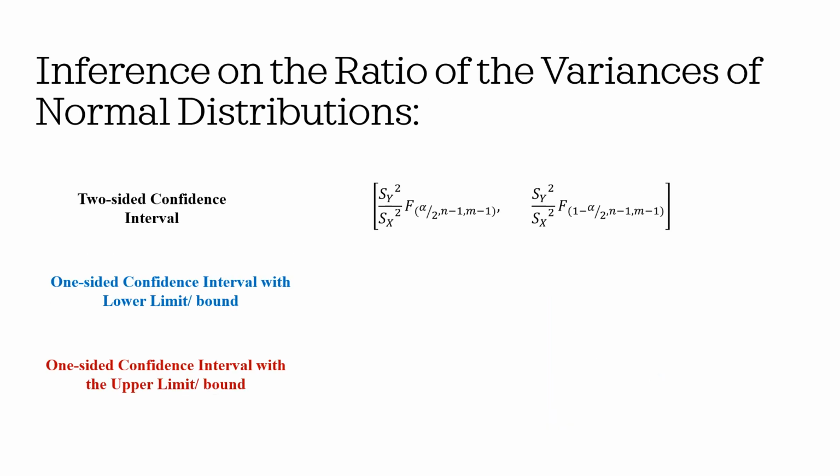In addition to the 2-sided confidence interval, we can define 2 one-sided confidence intervals. The one-sided confidence interval with lower bound starts from s square of y over s square of x times f value of alpha with n-1 and m-1 degrees of freedom to infinity. And the one-sided confidence interval with the upper bound starts from -infinity to s square of y over s square of x times f value of 1 minus alpha with n-1 and m-1 degrees of freedom.